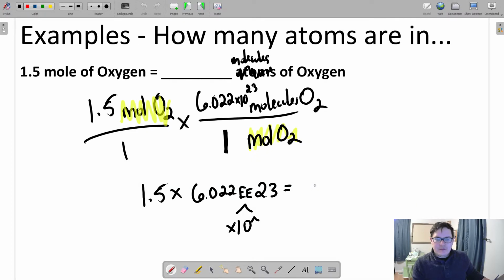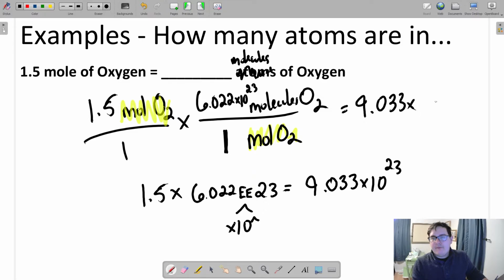Yep. So we're going to have 9.033 times 10 to the 23rd. So if I were to have 1.5 moles of oxygen, it would actually be this many molecules of O2.